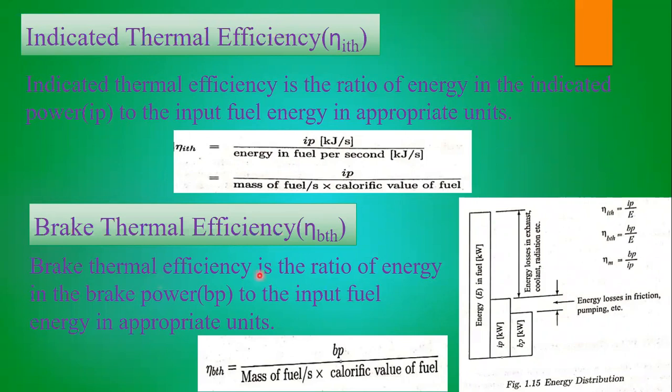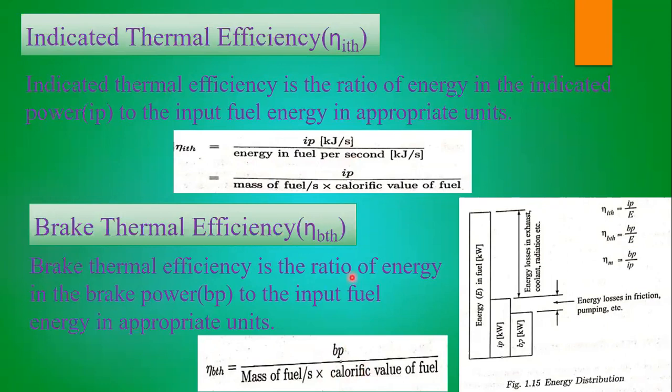Similarly, efficiency is nothing but a ratio of the energy at the brake power. Whatever energy is available at the crankshaft, that is the brake power, divided by the input fuel energy. Here we take the same denominator in both cases, only the fuel input energy. If it is indicated thermal efficiency, we need to take indicated power. If it is brake thermal efficiency, we need to take brake power. Here the denominator is the same in both cases, don't confuse.